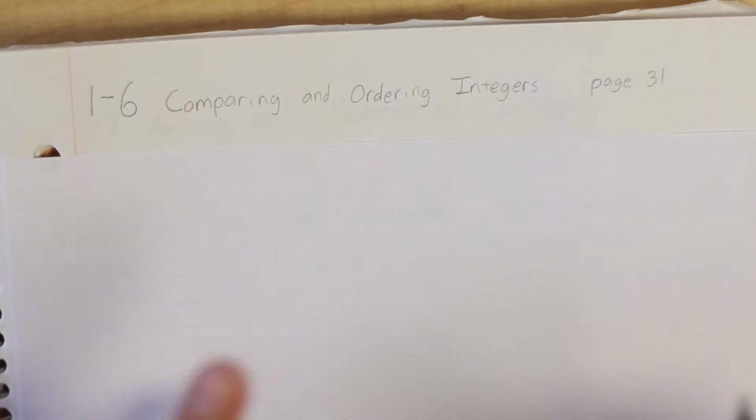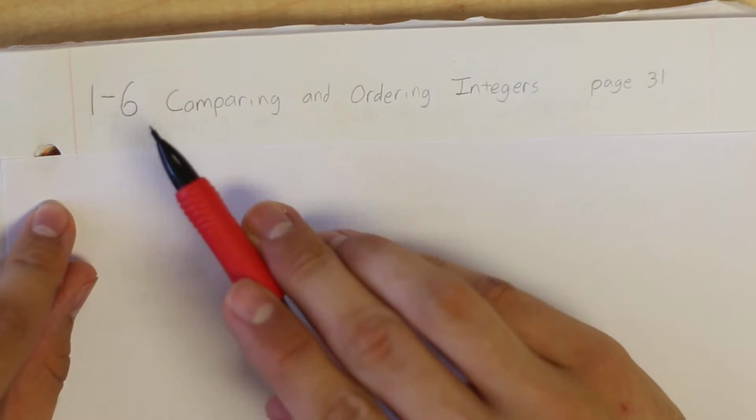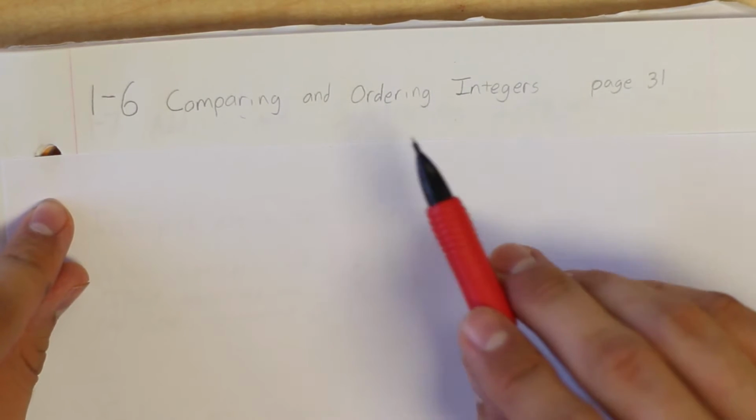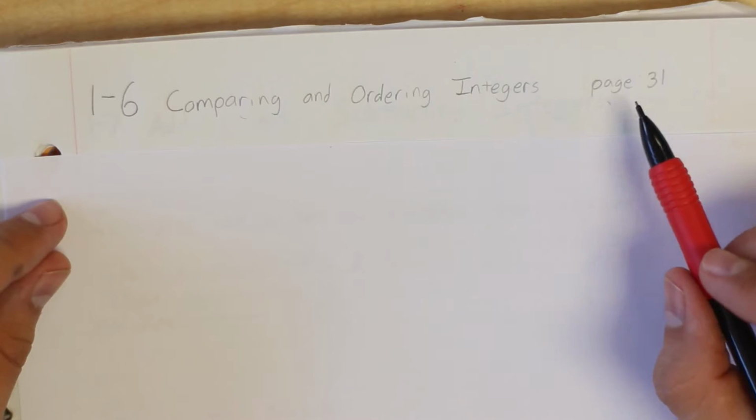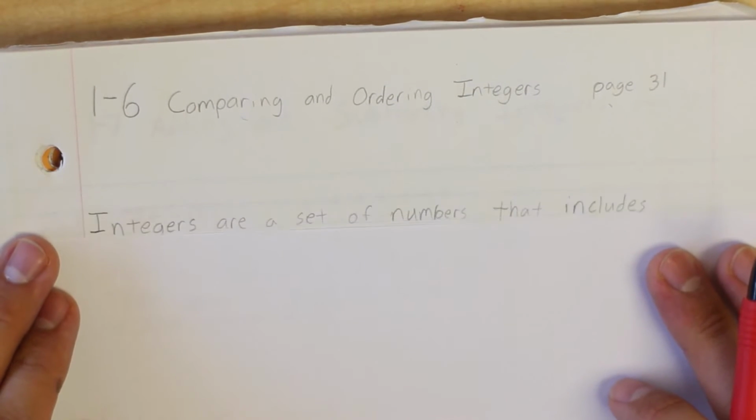Today we're going to go over two sections. I want to give you the headline for the first one right here, and it is 1-6, comparing and ordering integers. And you can find it in your textbook on page 31. Let's go ahead and begin.